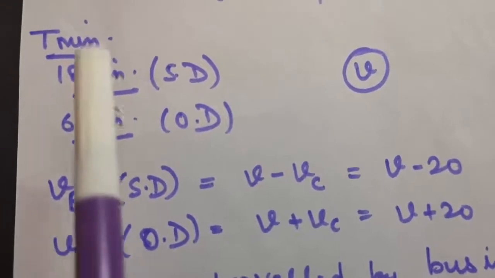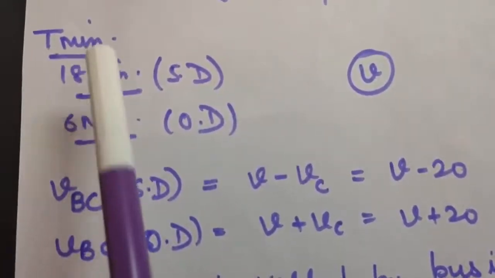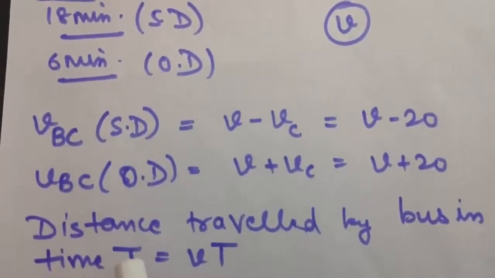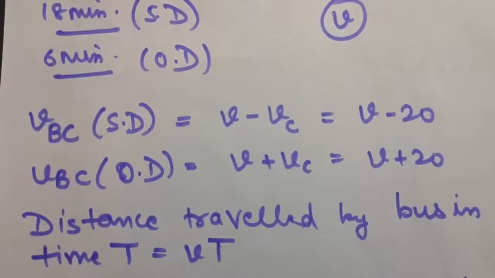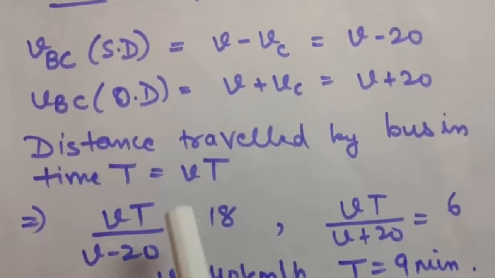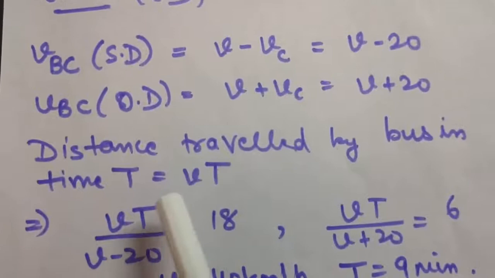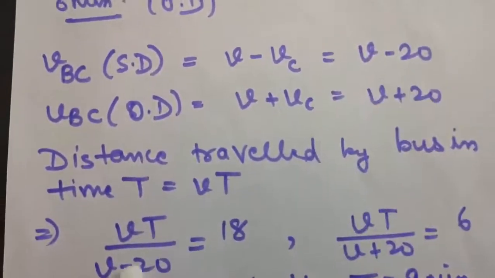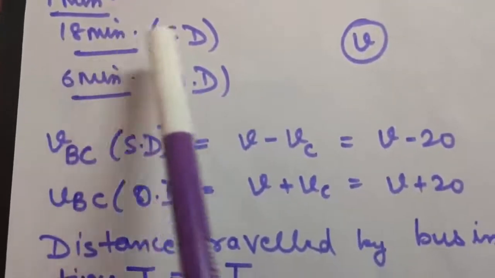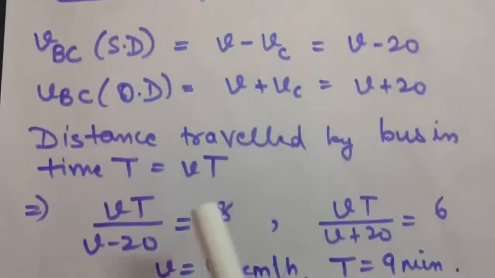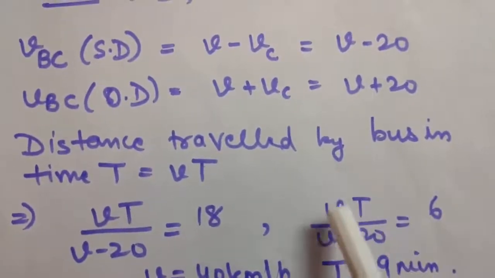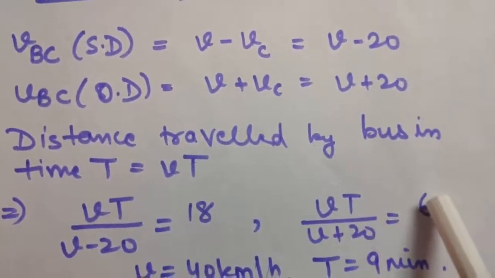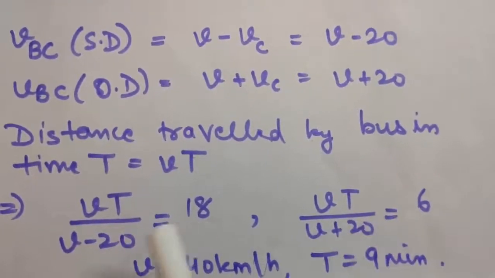As we know, the time period of the buses is T and their velocity is v. So the distance traveled by the bus in time t will be vt. According to the question, distance upon speed is time. So this distance vt upon this speed v minus 20 will be equal to 80 minutes, because this is the time for the same direction. Similarly, for the opposite direction, distance is vt, speed is v plus 20 and time is given in the question as 6. So we have formed these two equations according to the question.